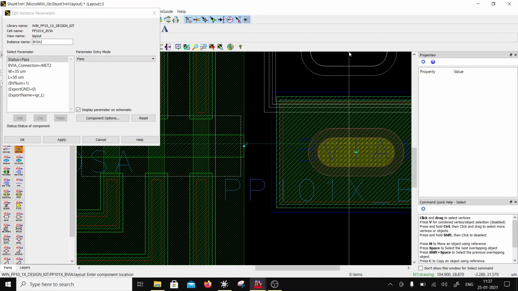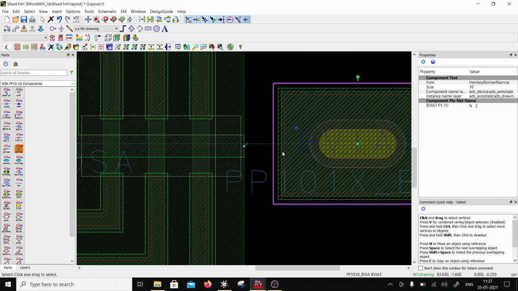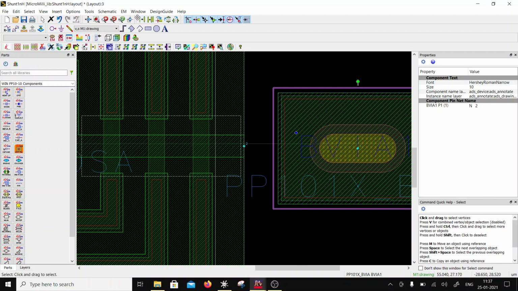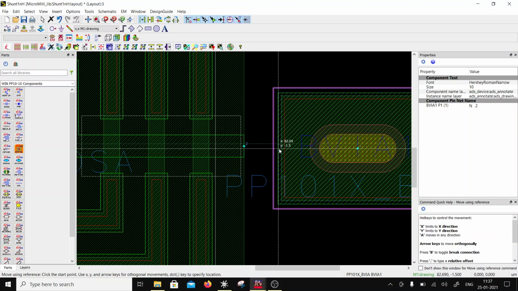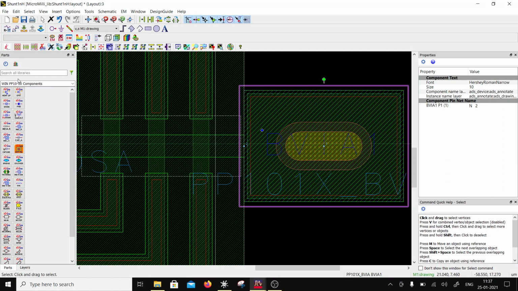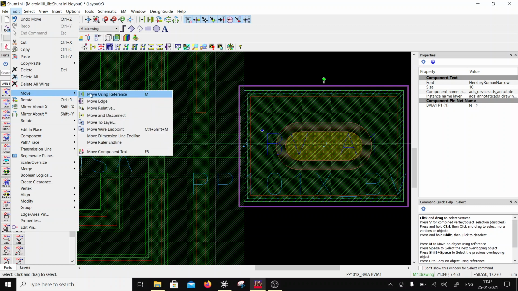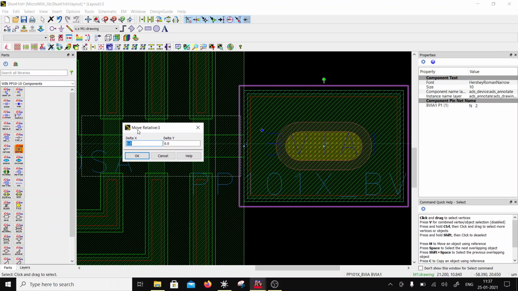Now one thing I'll tell you: read the manual and look at whether there is any restriction on the placement, and the restriction is on the placement of the gate fingers. Here it's okay, but your longest features are along the alignment keys. Because this is a non-self-aligned process, I'll use move relative, more on that when I later go into circuit designs. Let's say I want to move it off by 15 micron to the right.